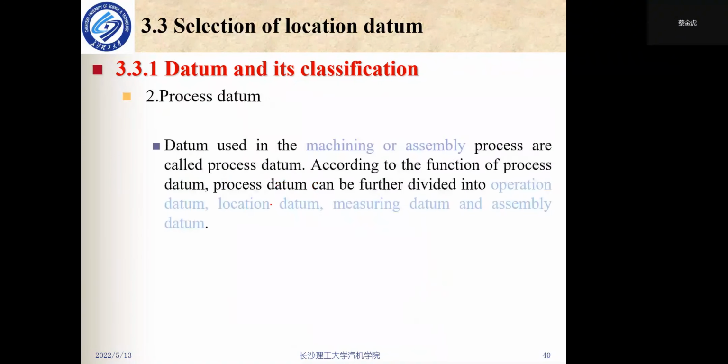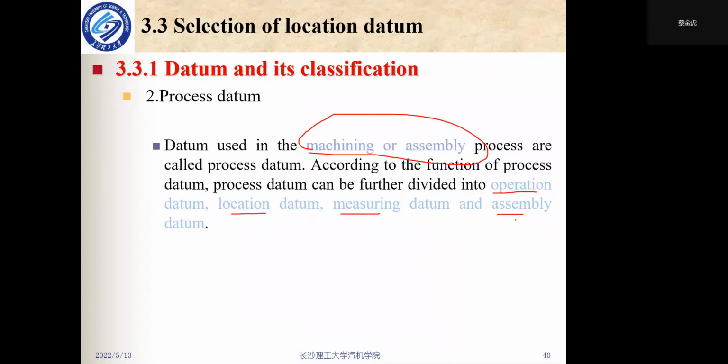The next one is process datum. Process datum is used in the machining or assembling process. According to the function, process datum can be further divided into operation, location, measuring, and assembly datum.